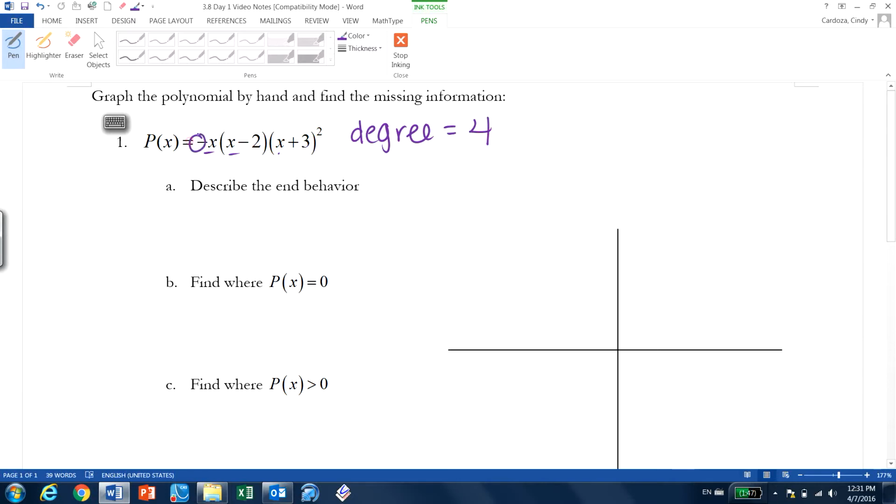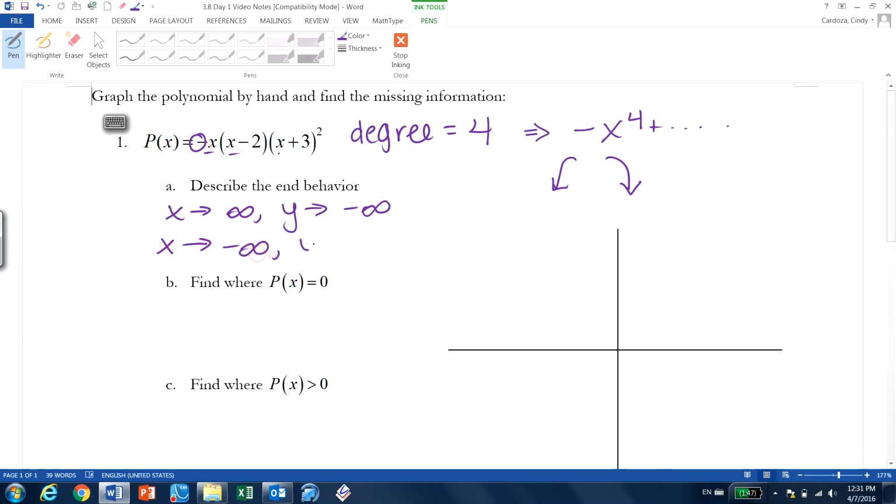But because of this negative, I know that my polynomial is going to start with negative x to the 4th, and then there will be some stuff after it, okay? So the end behavior looks like this. When I describe the end behavior using that notation, remember, it means as x approaches infinity, y approaches negative infinity, and when x approaches negative infinity, y also approaches negative infinity because they're both facing down.